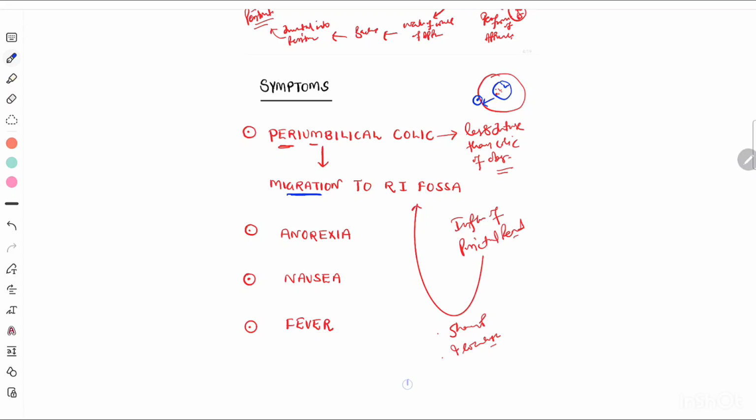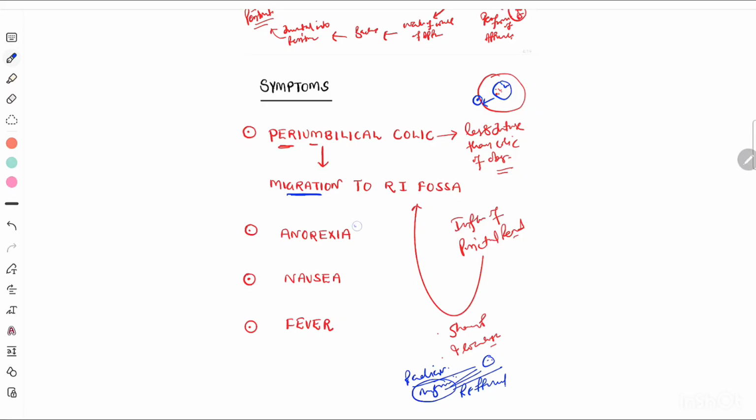So there are three terms: radiation, migration, and referred pain. These three are different, and here we discussed only the migration of pain, and I will discuss these three differences at the end of this video. So first of all, there is a pain which starts at the umbilicus and migrates toward the right iliac fossa.